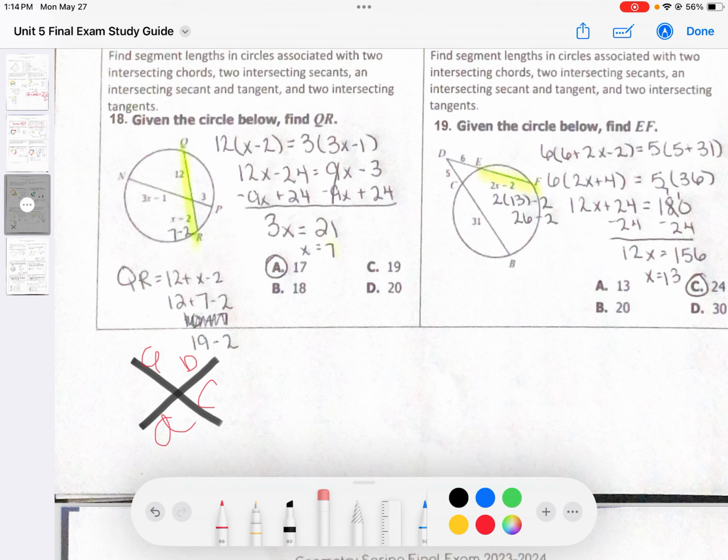You distribute 12 times x minus 2. Well, 12x minus 24 is equal to 3 times 3x minus 1. Distribute that 3: 9x minus 3. And you solve for x. x is 7. But it says find QR. QR is 12 plus x minus 2. I want to figure out the entire length of it. NP is intersecting QR, so that's how it got split up. So 12 plus 7 minus 2. Well, 12 plus 7 is 19. 19 minus 2 is 17.